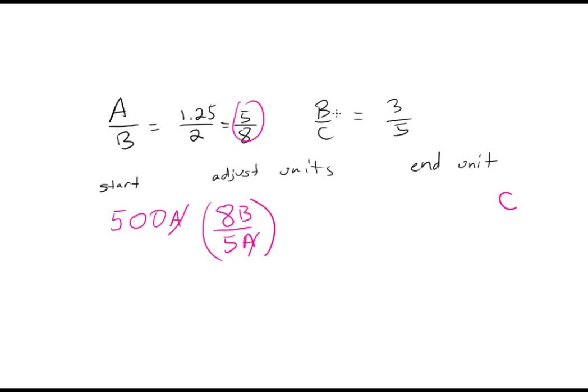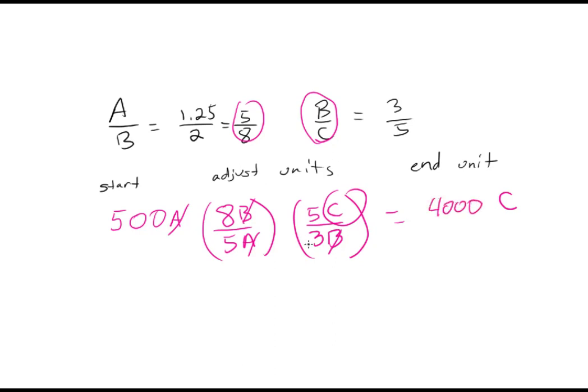Now I'm going to convert B's to C's because I have that connection from B to C right here. So I have B on top, so I need to get rid of B's. I'm going to take the reciprocal. I'm going to take 5 C's divided by 3 B's. The B's will cancel top to bottom, and I will end up in units that are now just C's, which is exactly what I want. It's 800 times 5, which is 4,000, divided by 3. 4,000 divided by 3 C. So if I had 500 A's and I convert it into C's, I'll end up with basically 1,333 and a third C's.